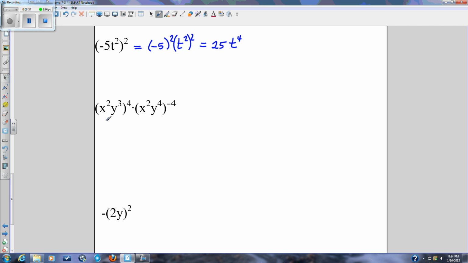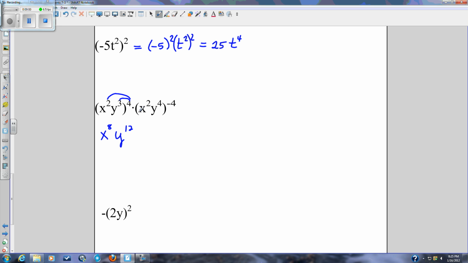Actually, let's do that on this problem. We have x to the 2nd, y to the 3rd raised to the 4th power. That's the first part of this problem. So what we're going to do is multiply our exponents together. In other words, 4 times 2, kind of looks a little bit like the distributive property, 4 times 3. So we have x to the 8th, y to the 12th.